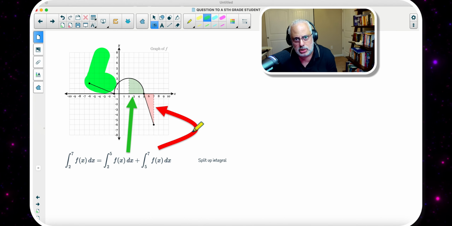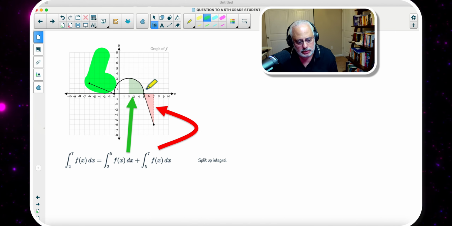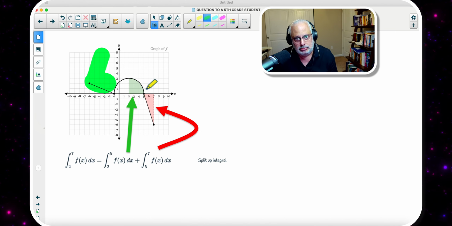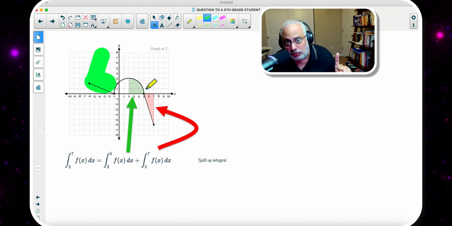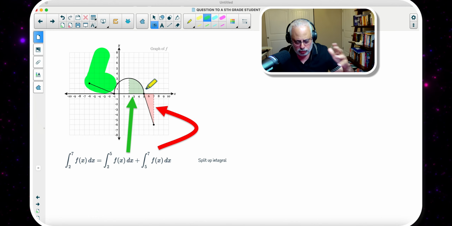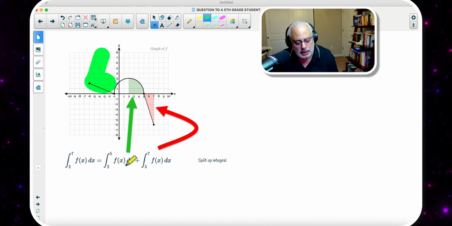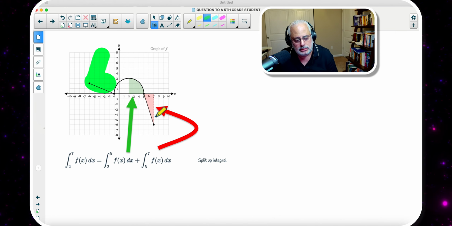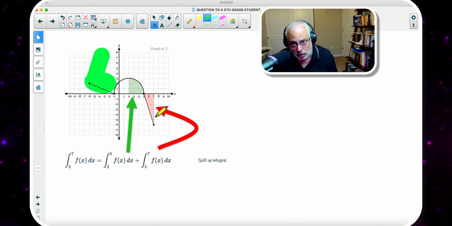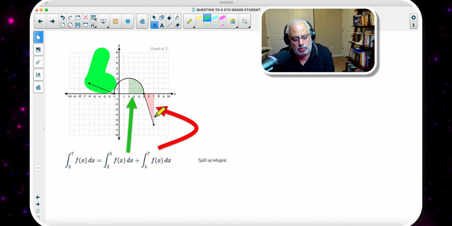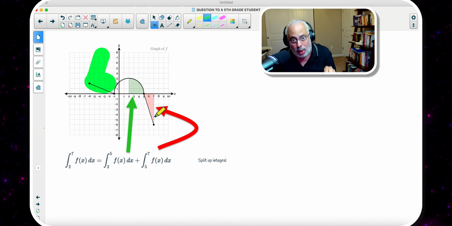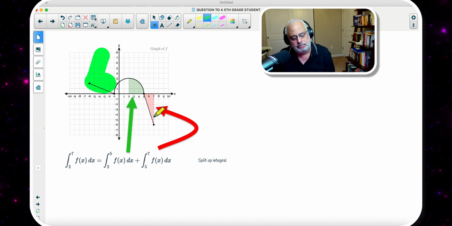And basically, because this is one curve, that is 1/4 of a circle, our former fifth grader will be able to do that. Plus the integral from 5 to 7 of the same function f of x, but in that particular interval is that triangle, that right triangle below the x-axis. That's it.